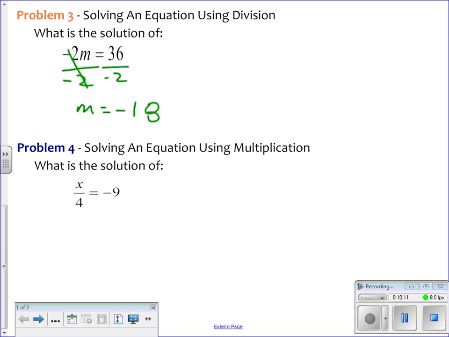x over 4 means what? x divided by 4. What's the opposite of division? Multiplication. So I multiply both sides by 4. Those cancel. I get x. Negative 9 times 4. Negative 36.